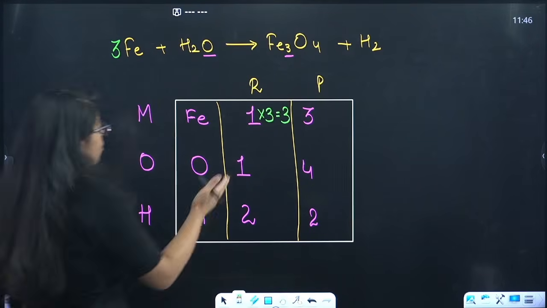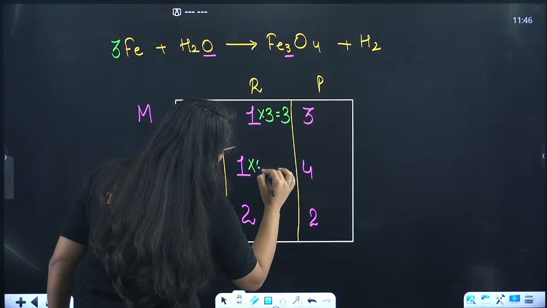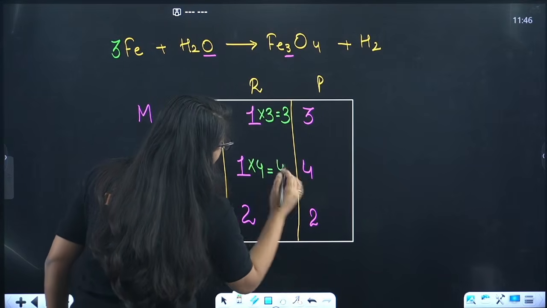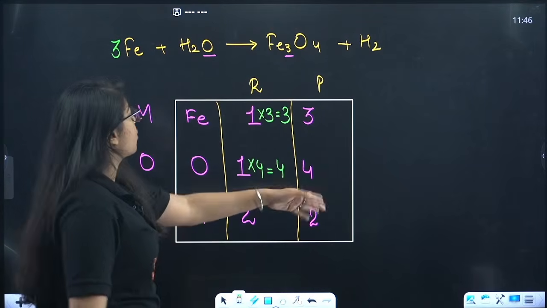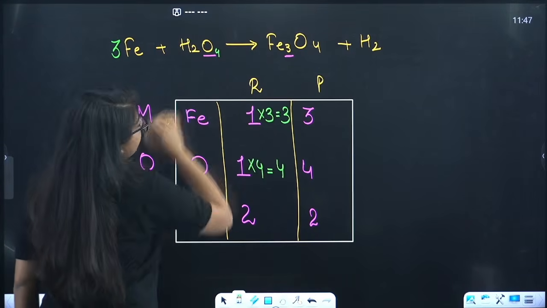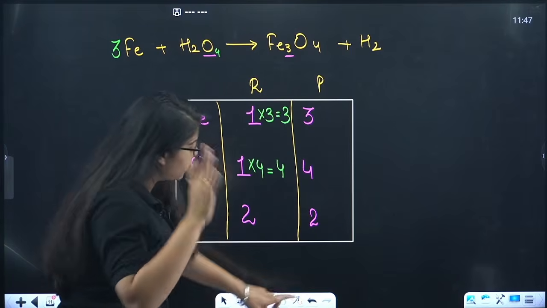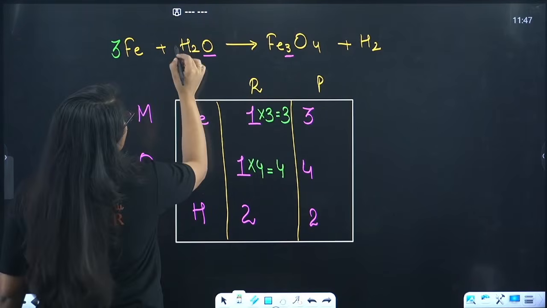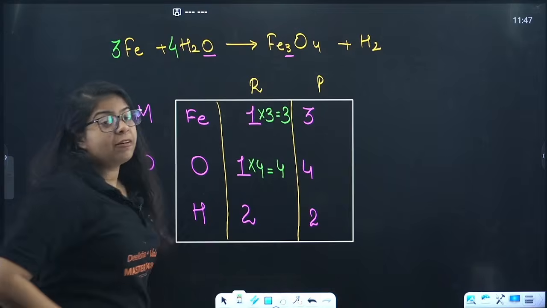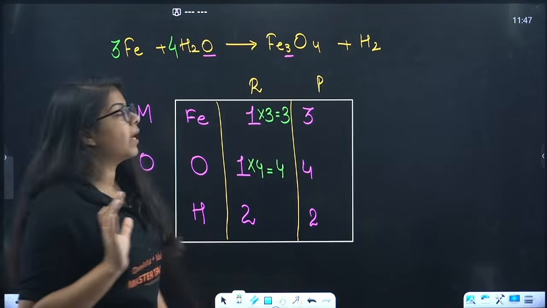Then beta, oxygen is 1 here, and here it is 4. Again, if I multiply this with 4, will I get 4 oxygen on the reactant side, matching 4 oxygen on the product side? So I will multiply. Can I do this? No, ma'am. You cannot change the subscript by yourself. That is nature's work. What you can do is write it in front of the element, okay?